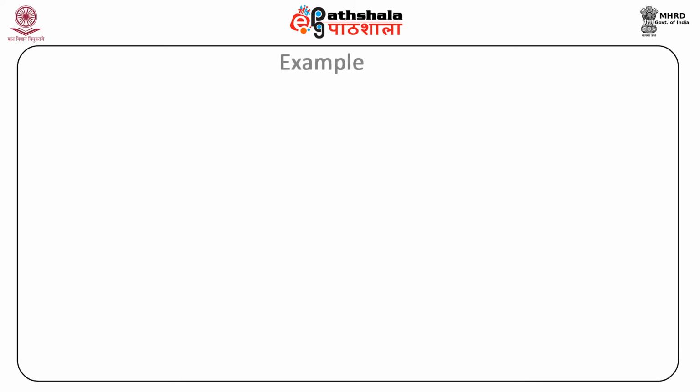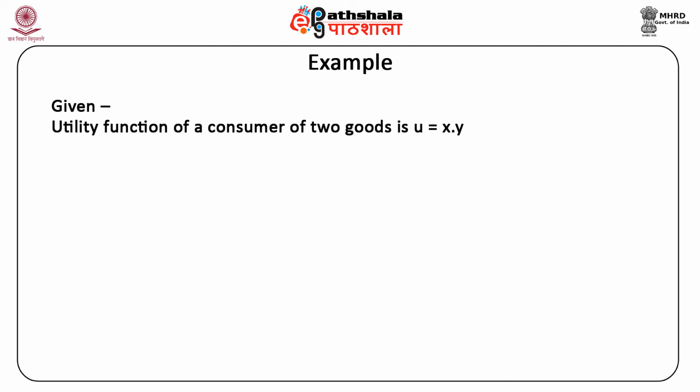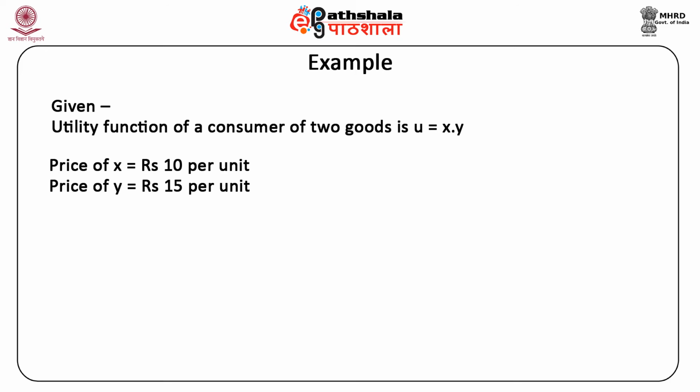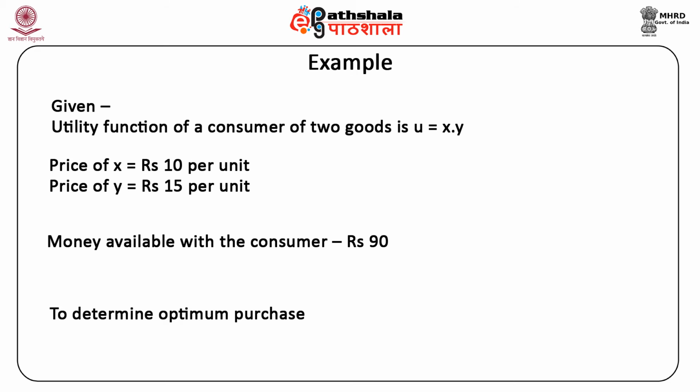Now, let's take a look at an example of utility maximization. The utility function of a consumer for two goods is u equal to x times y, the price of x being rupees 10 per unit and that of y being rupees 15 per unit. If the consumer has only rupees 90 to spend on the two goods, determine his optimal purchases.